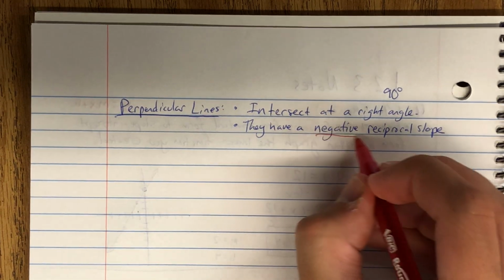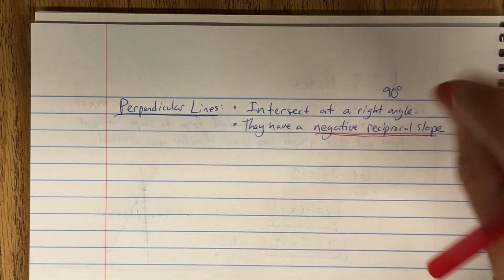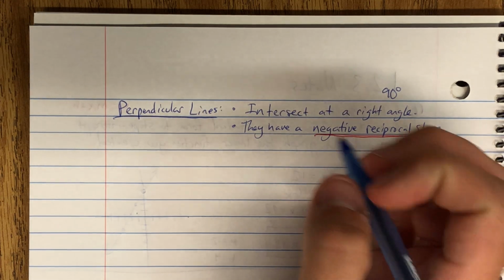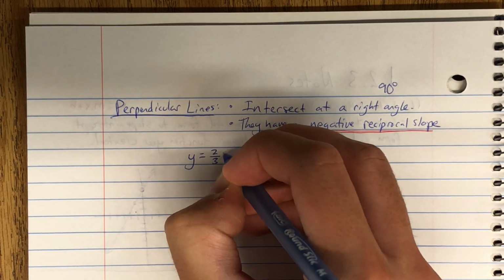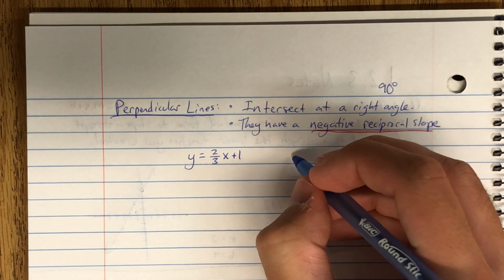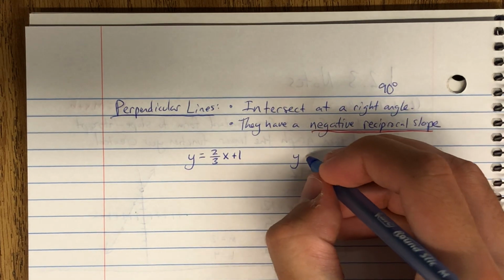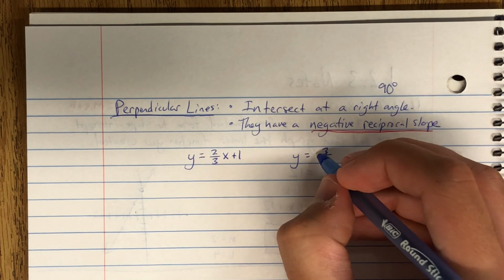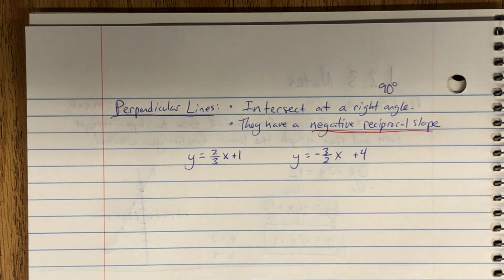Negative reciprocal slope. What a negative reciprocal slope means is if you're given a number, you flip the fraction and you change the sign. So as an example, two perpendicular lines would be y equals 2 over 3x plus 1, and y equals, so the negative reciprocal of that would be, you'd flip the fraction, so it'd be 3 over 2, and you change the sign, so it goes from positive to negative. So negative 3 over 2x plus 4.